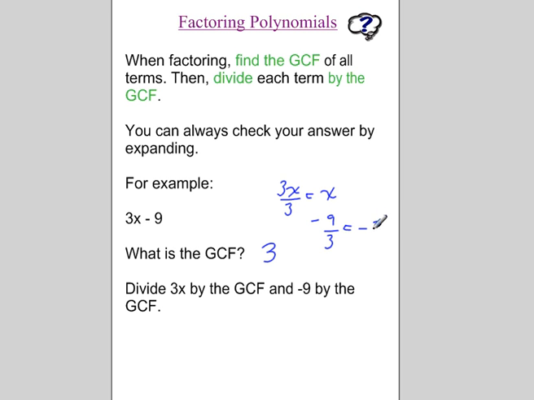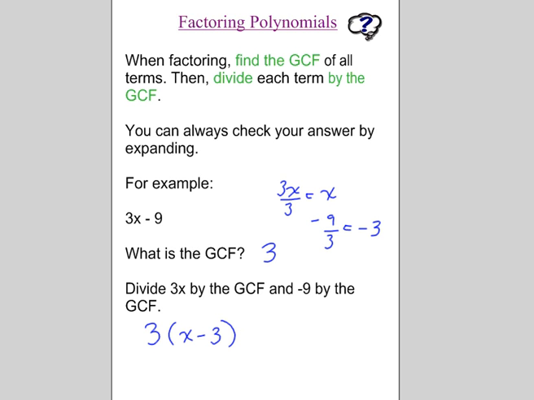left with negative 3. And so now to write that in factored form, you put the GCF first, you open up a bracket, and then you put the result of each division. And then you close the bracket. So your answer in factored form would be 3 bracket x minus 3.